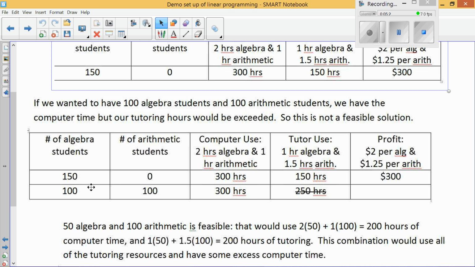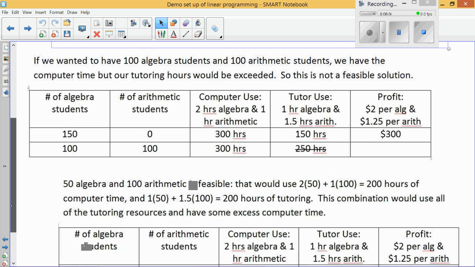On the computers, each algebra student uses 2 hours of computer time, so there's 200 hours. Each arithmetic student uses 1 hour of computer time, so there's another 100 hours, for a total of 300 hours of computer time being used, which is how much computer time we have. For the tutoring time, each algebra student gets 1 hour, so 100 algebra students at 1 hour is 100 hours. Each arithmetic student gets an hour and a half, so there's 150 hours if we have 100 arithmetic students. That gives us a total of 250 tutoring hours, and we only hired enough tutors for 200 hours. So this isn't feasible.